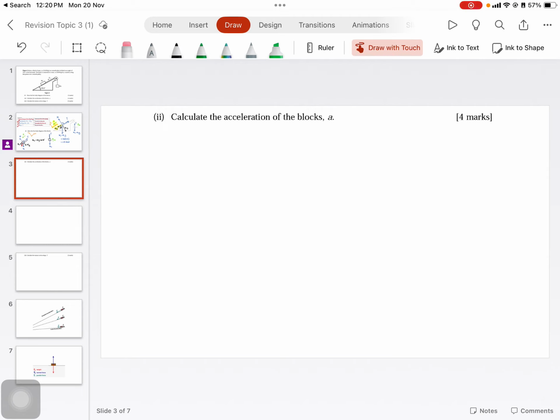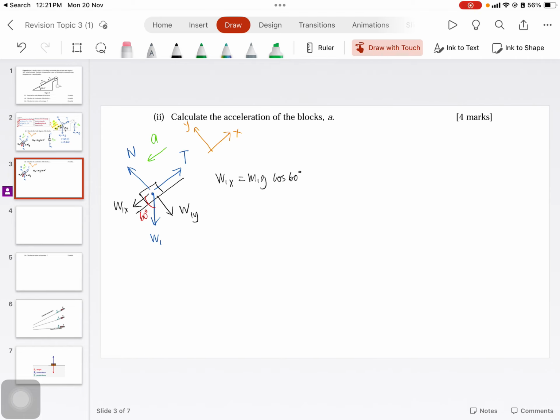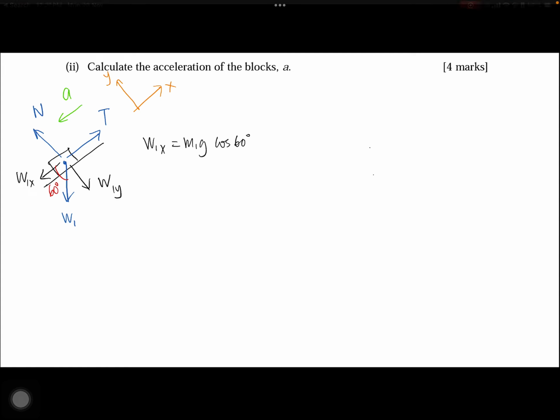Okay, so I'm going to recall back the first free body diagram for mass 1. This is the free body diagram. Now we have to resolve it into two components. We're going to start firstly with the x component.